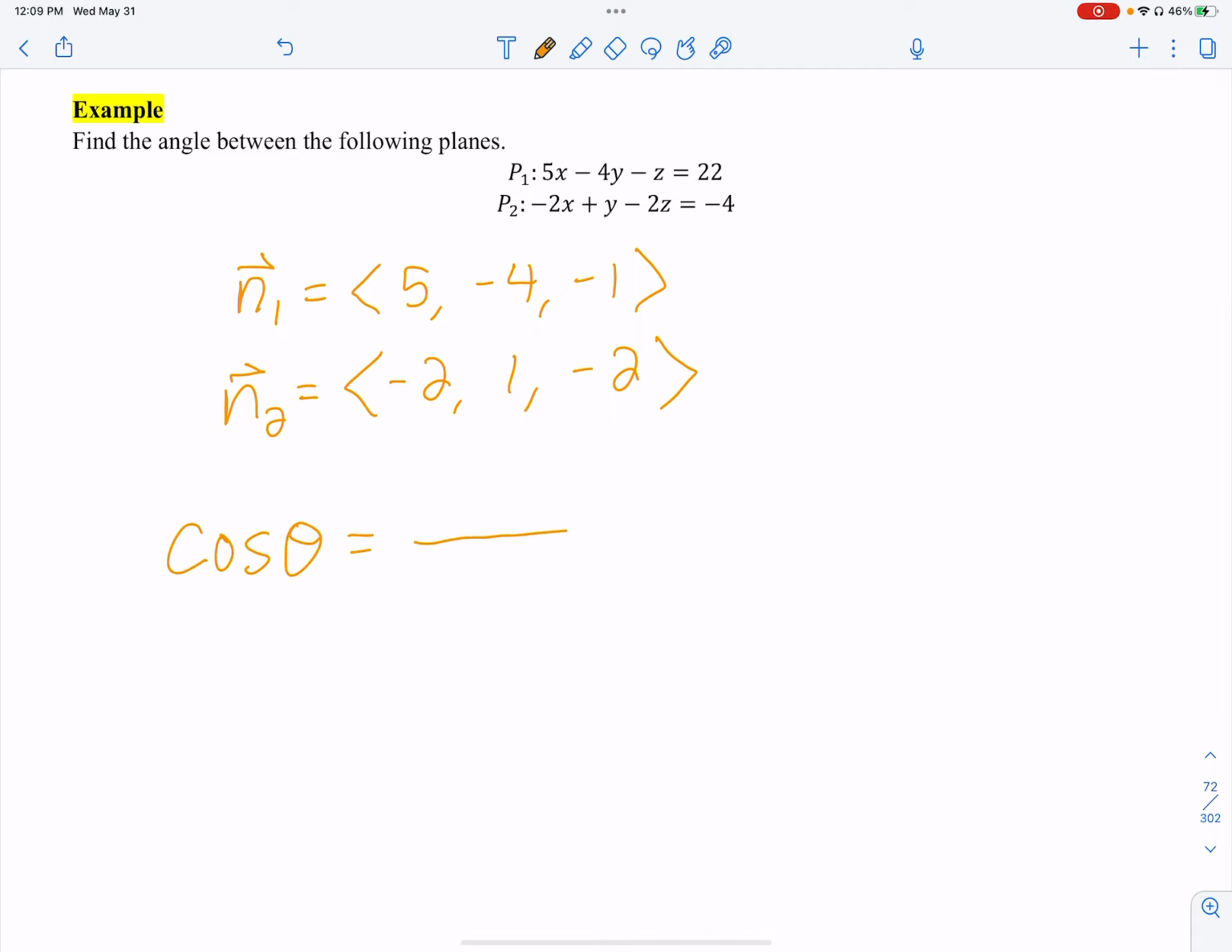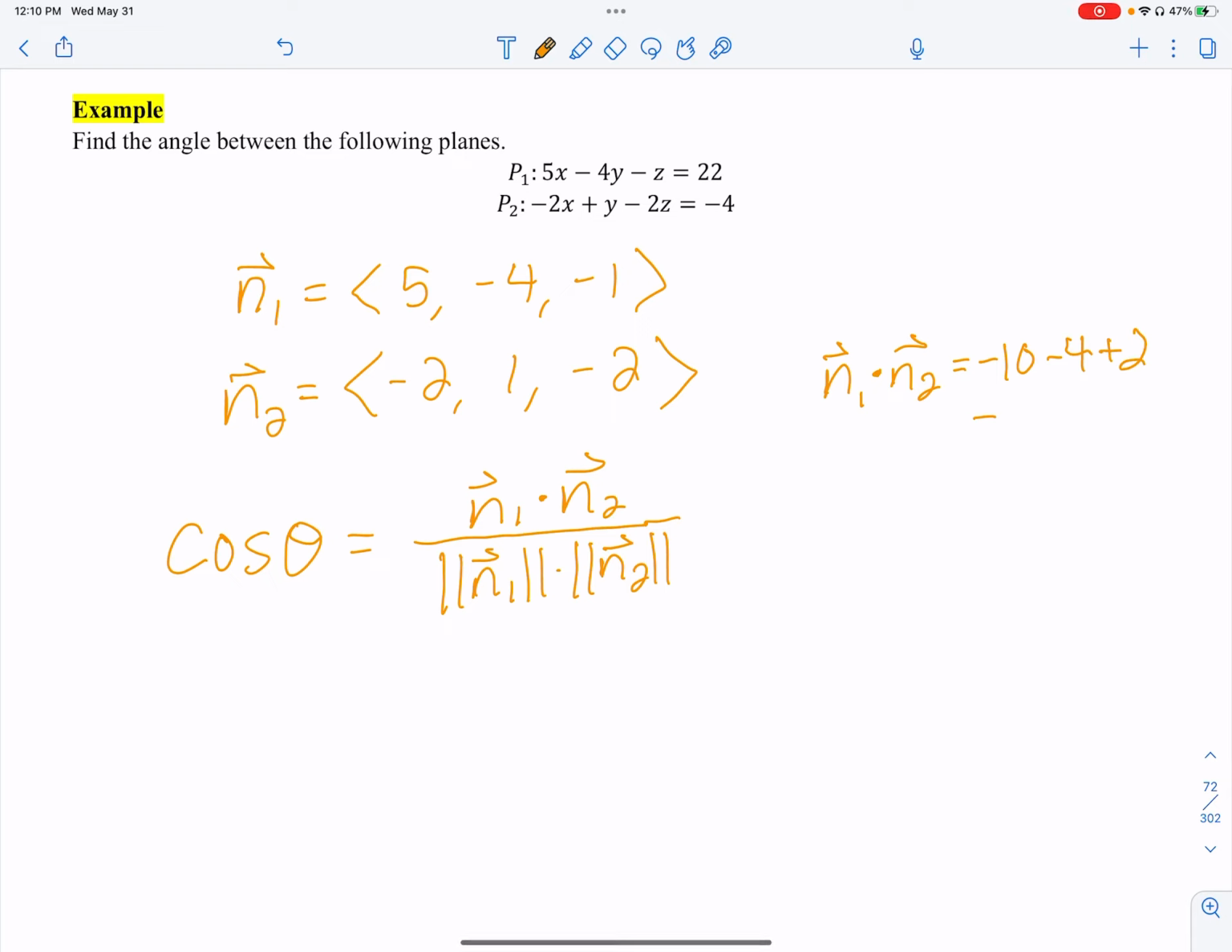Cosine theta is equal to the dot product of those two over the magnitude of n1 times the magnitude of n2. There we go. So I need all those things. I like to do them off to the side first. N1 dotted with N2. Okay, that's going to be -10 minus 4 plus 2. So the dot product there is -12.